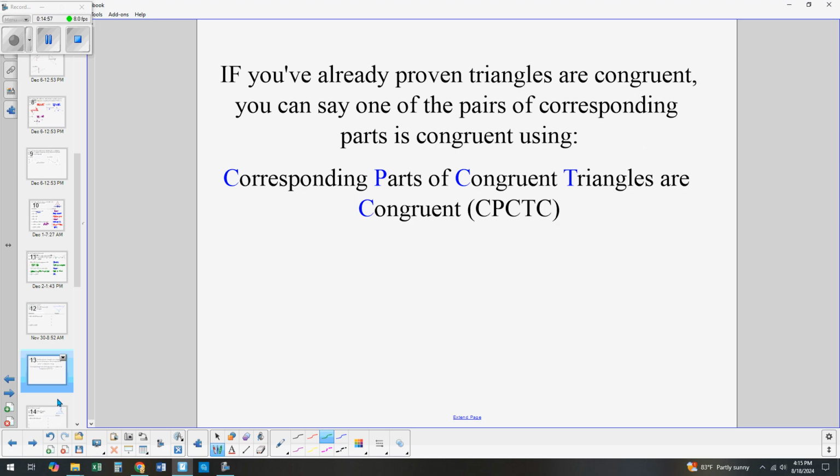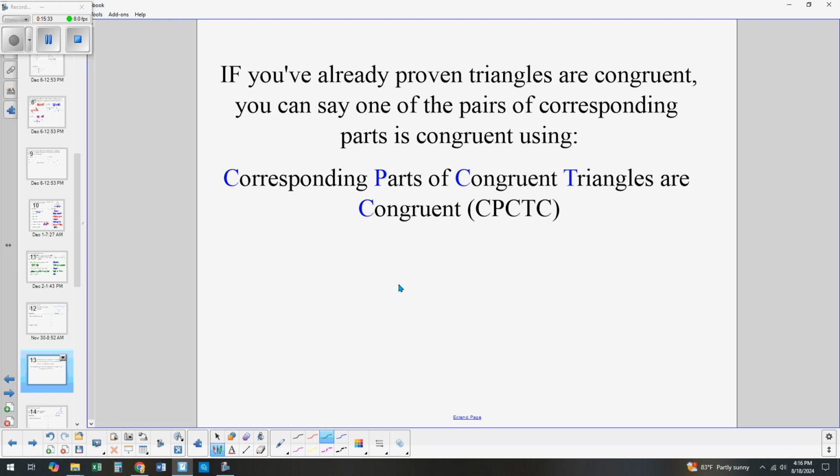If we've already proven triangles are congruent, we can say any of their matching or corresponding parts is congruent, and we're going to use CPCTC. Corresponding parts of congruent triangles are congruent. We are definitely going to abbreviate it to CPCTC, but I will tell you that if you miswrite this, if you write like CTPTC or something like that, you're going to get it wrong. Even though I know that you know what's being used, you don't know what it means if you're using that.